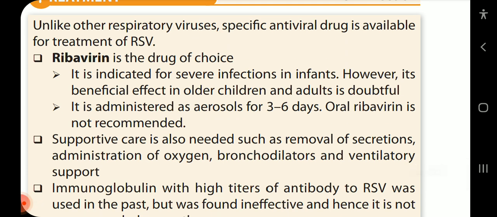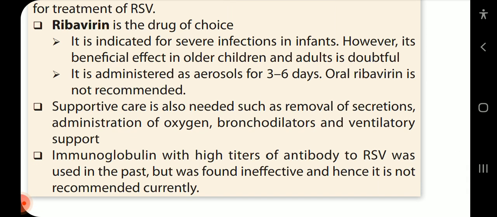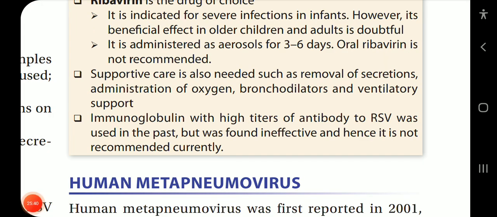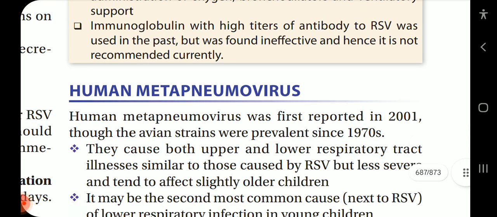Treatment of RSV infection. Unlike other respiratory viruses, a specific antiviral drug is available for treatment of RSV. Ribavirin is the drug of choice, indicated for severe infection in infants. However, its beneficial effect in older children and adults is doubtful. It is administered as aerosol for 3 to 6 days. Oral ribavirin is not recommended. Supportive care is also needed, such as removal of secretions, administration of oxygen, bronchodilators, and ventilatory support. Immunoglobulin with high titers of antibody to RSV was used in the past but was found ineffective.